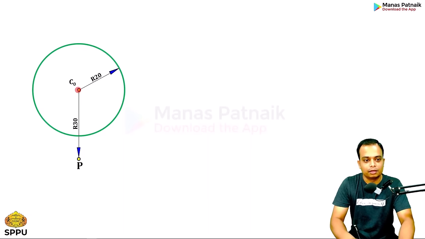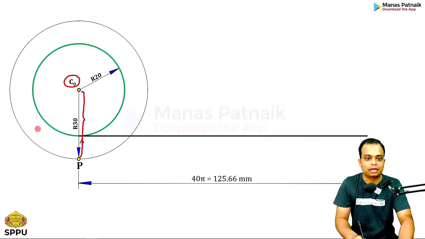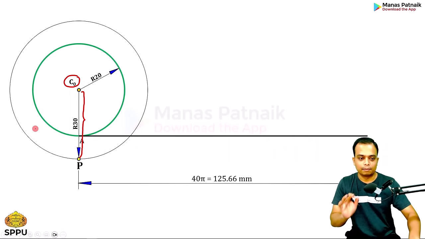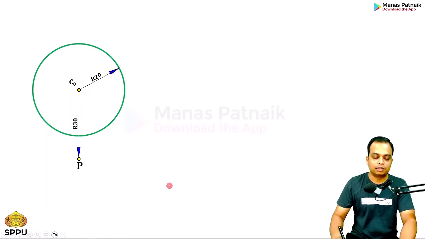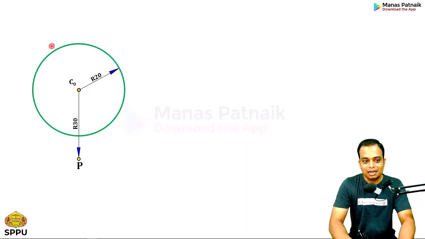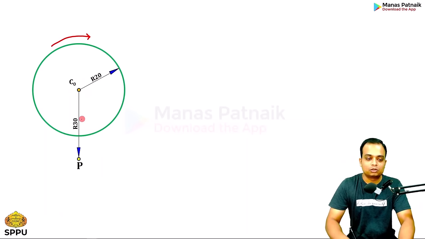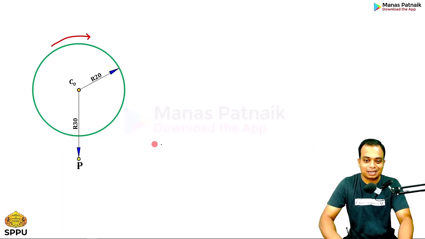Agreed? Okay. Now with C naught as the center and with this much as the radius, you can create one more circle like this. Done? Okay. Before we make the circle, let me tell you something. This green colored rolling circle has to roll. It has to roll onto something. Okay. And we are going to make a straight line over here.